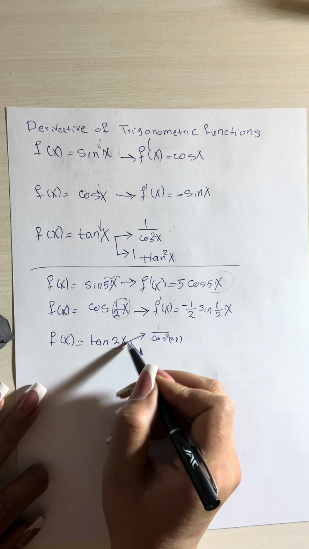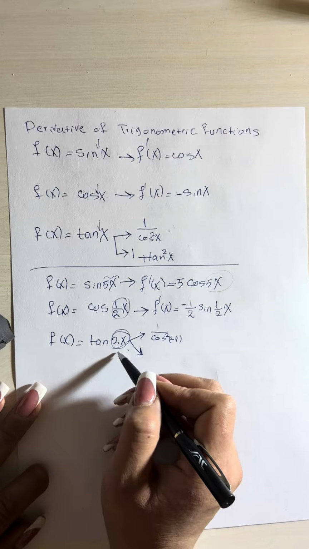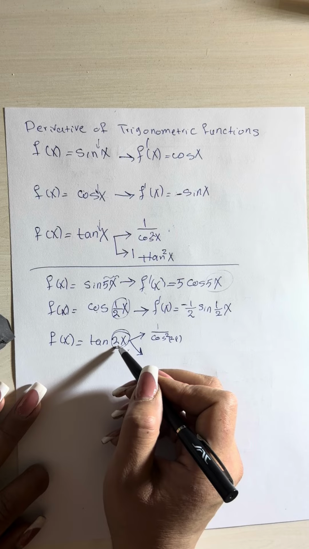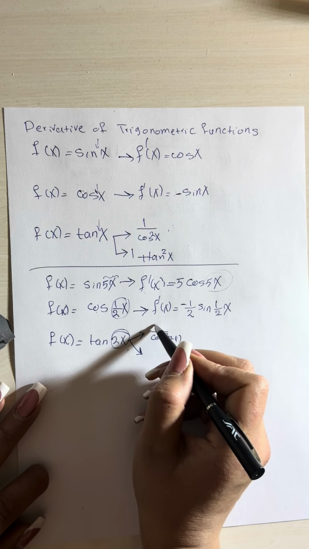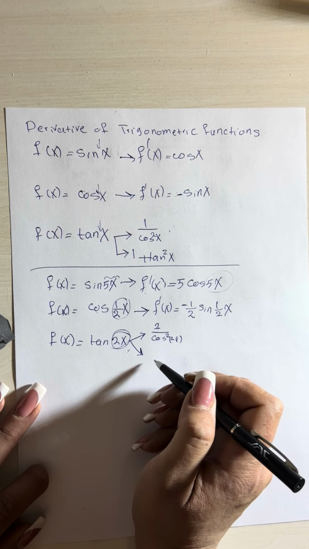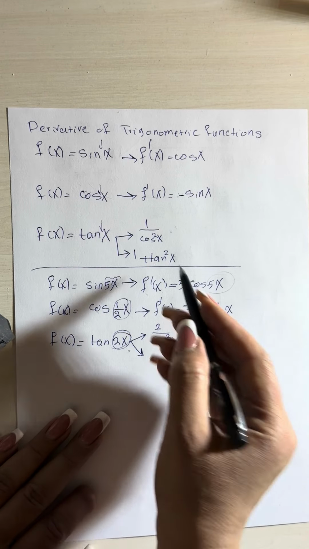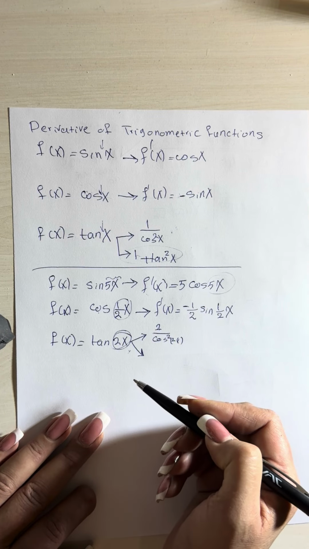Okay, now what is the derivative of inside the tan, which is 2x? The derivative of 2x is 2. That's why the numerator is going to be 2. Now what if a student didn't like to use the cosine and wanted to use the tan? What are you going to do?